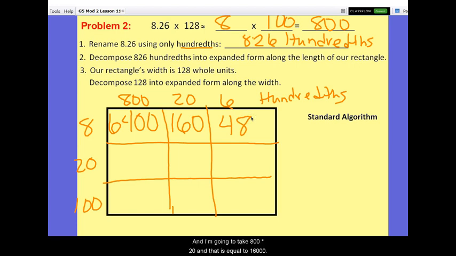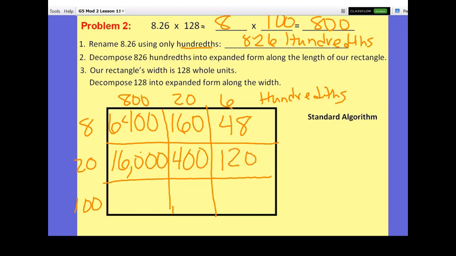Then I'm going to take 800 times 20, and that is equal to 16,000. 20 times 20 is equal to 400. And 6 times 20 is equal to 120. Now I'm looking at 800 times 100, and that is equal to 80,000. 100 times 20 is equal to 2,000. And 6 times 100 is equal to 600.